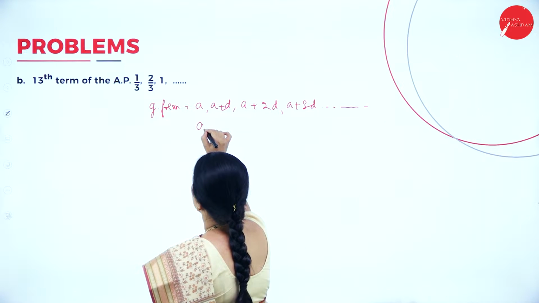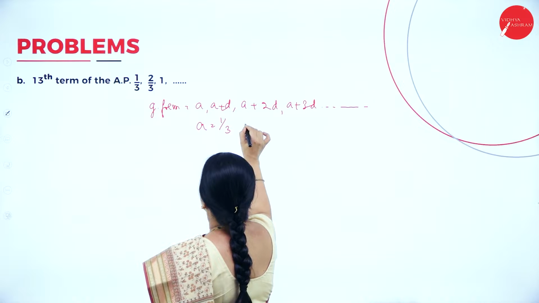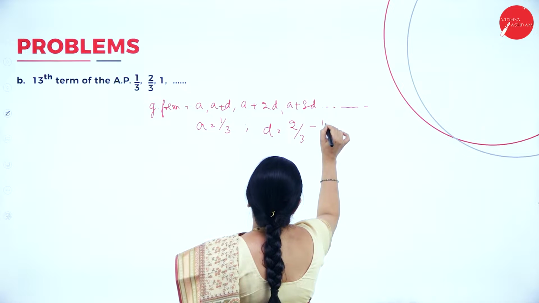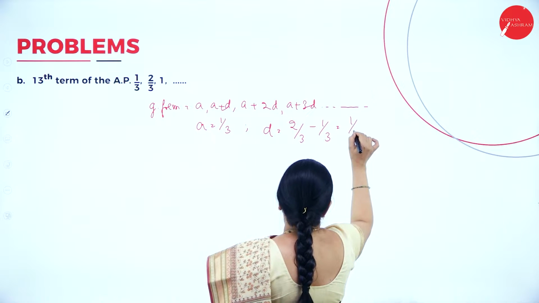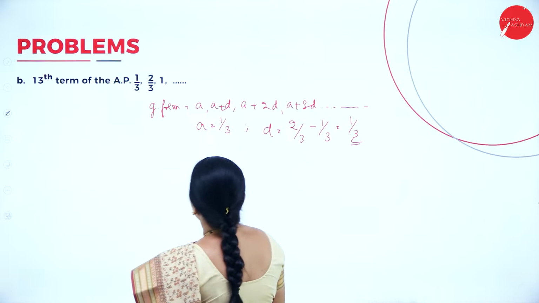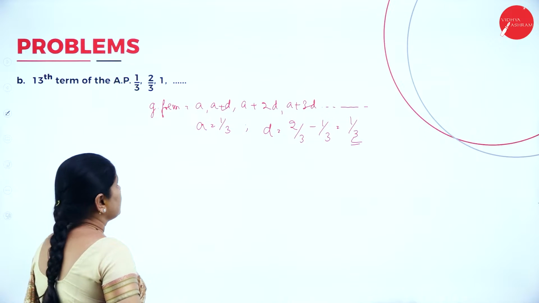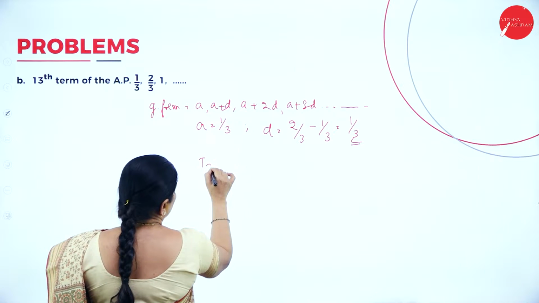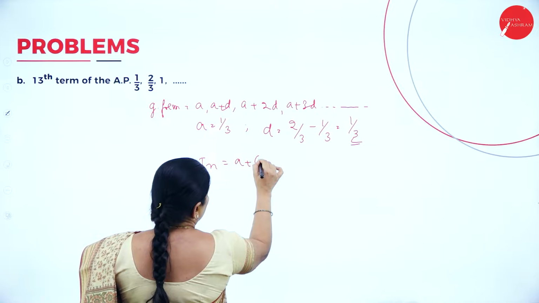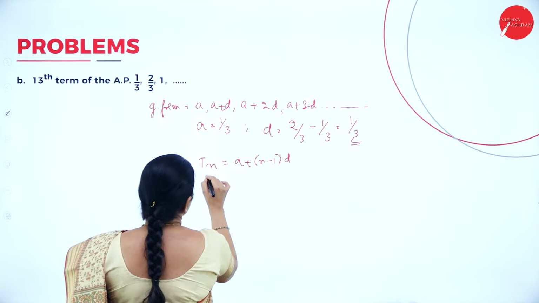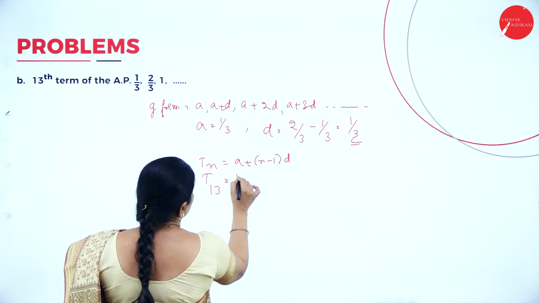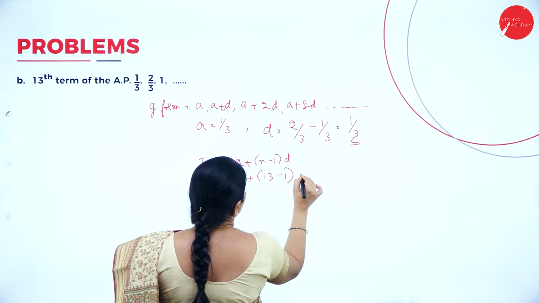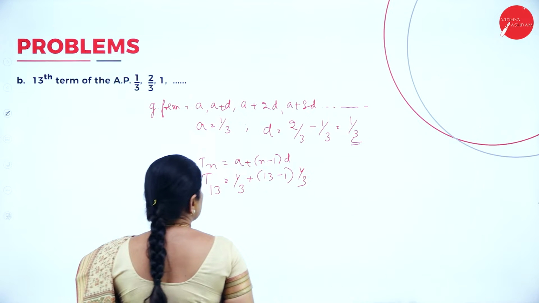Now, what is A here? A equals 1 by 3. D equals 2 by 3 minus 1 by 3, that is 1 by 3. So, the common difference is 1 by 3. Now, we have to find the 13th term. So, with the formula Tn equals A plus n minus 1 into D, T13 will be 1 by 3 plus 13 minus 1 into 1 by 3.